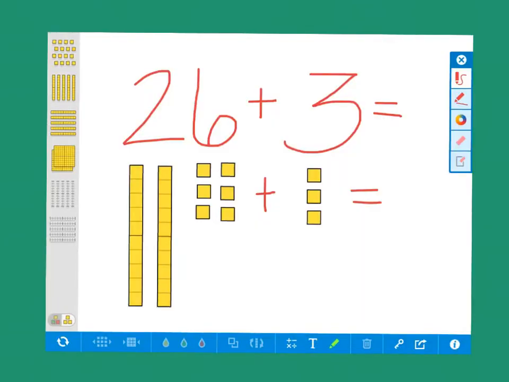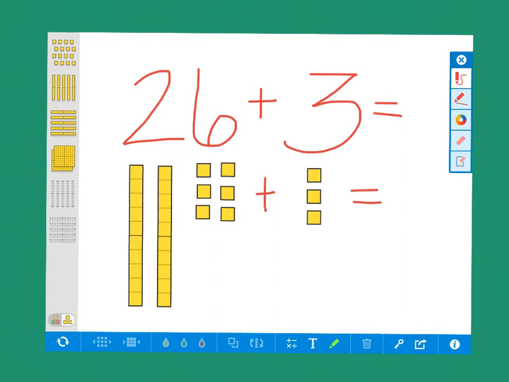My first step in solving this problem is to build each number with base 10 blocks. So you can see here, I started with 26. I know 26 has 2 tens and 6 extra ones. Here are my 2 tens, 1 ten, 2 tens, and my 6 extra ones. Then I built my 3 ones. 1, 2, 3. Now, all I need to do is combine all of my base 10 blocks.